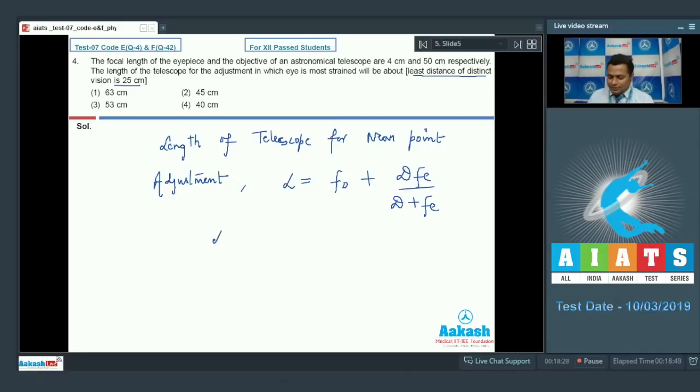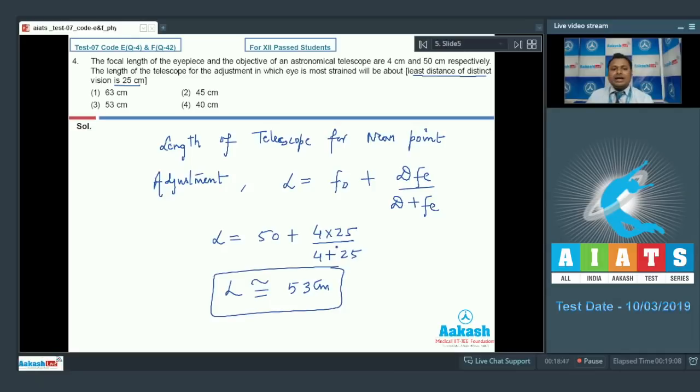Now putting the values, we will get L equals 50 plus 4 into 25 divided by 4 plus 25. After solving, we will get an approximate value of 53 centimeter. And after looking at the options, we can say that option number 3 is absolutely correct. So that's why we'll go with option number 3. Now let us proceed to the next question, that is question number 5.